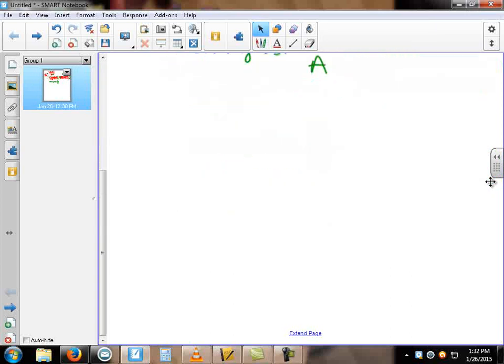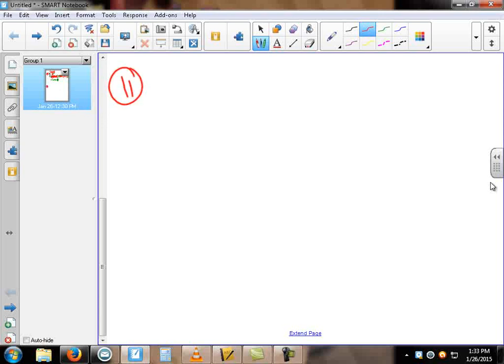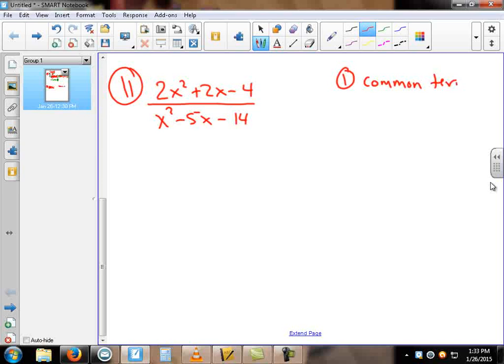Okay, so in 8.4, we're very focused on, again, rewriting and simplifying multiplication and division problems with big equations. Fortunately, the problems are pretty easy to work with, and we already have the skill set we need. 2x squared plus 2x minus 4. This is question 11 from your assignment. And we'll start with this question. X squared minus 5x minus 14. All right, so for our steps, the first thing we want to look for is common terms.